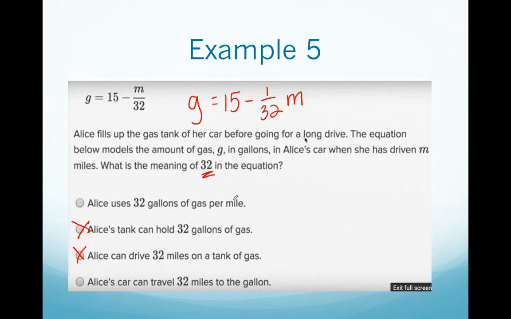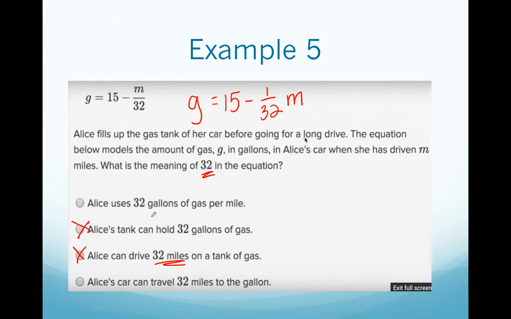And before we even do that, some of these you can just eliminate because they seem unreasonable. So if you had a car that could only go 32 miles on one tank of gas, that would be pretty fuel inefficient. And so that might be something that if you were totally stuck on this question, you say, okay, I'm going to throw that answer choice out just because I'm going to make an educated guess.